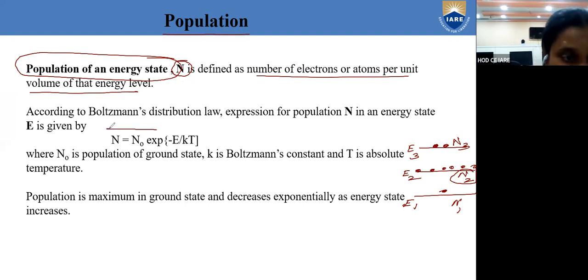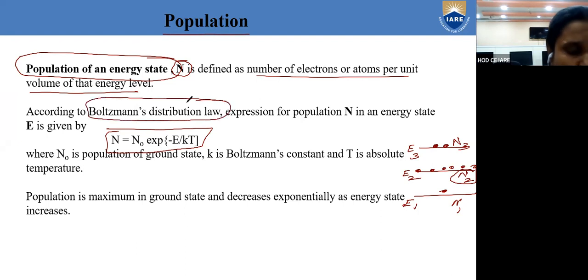This formula is very, very important. It comes from Boltzmann's distribution law. According to Boltzmann's distribution law, what is the expression for population? Here N is the population in energy state E. N is equal to N naught exponential minus E by KT.